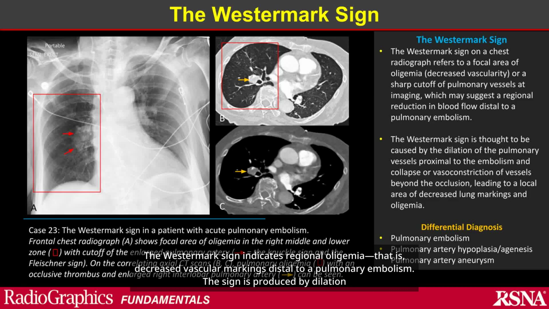The Westermark sign indicates regional oligemia, that is, decreased vascular markings distal to a pulmonary embolism. The sign is produced by dilation of vessels proximal to the clot and collapse or vasoconstriction of vessels beyond it. The result is a sharply demarcated area of reduced perfusion, often described as a focal lucency on chest radiographs. This is a subtle but critical finding. Its presence should always raise suspicion for acute pulmonary embolism. While most often associated with embolism, similar appearances may occur in congenital pulmonary artery hypoplasia or aneurysm.